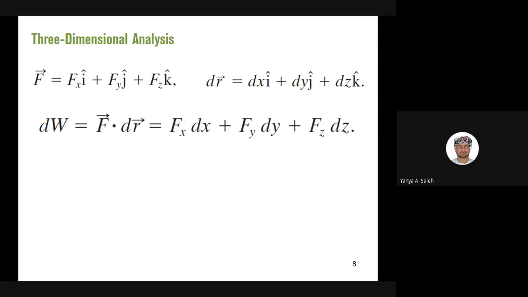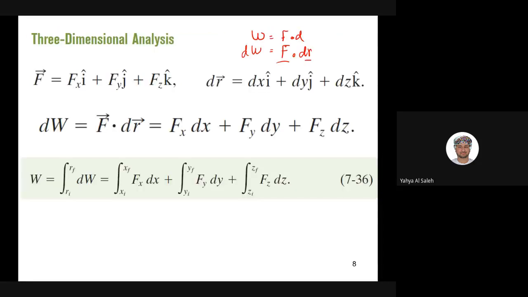Well, the rule doesn't change. The rule is still W equals F dot d. dW is still equal to F dot dr. Nothing changed. So we just simply do the dot product, F dot dr, which gives us Fx dx, Fy dy, and Fz dz. Because remember, according to the dot product rules, i's and i's just go away, and two different letters go to 0. So we end up with this.